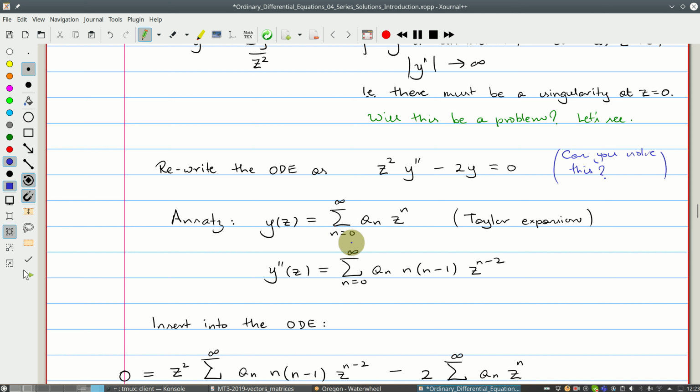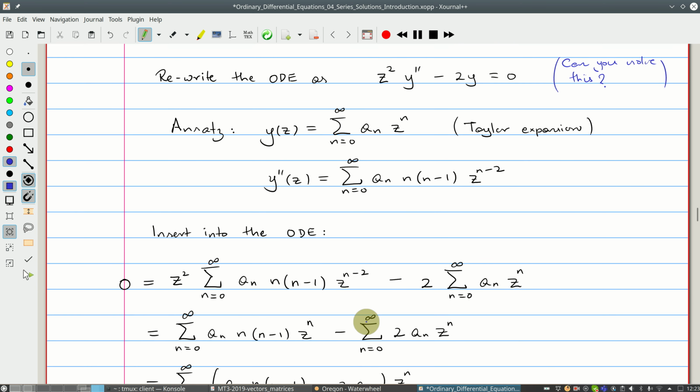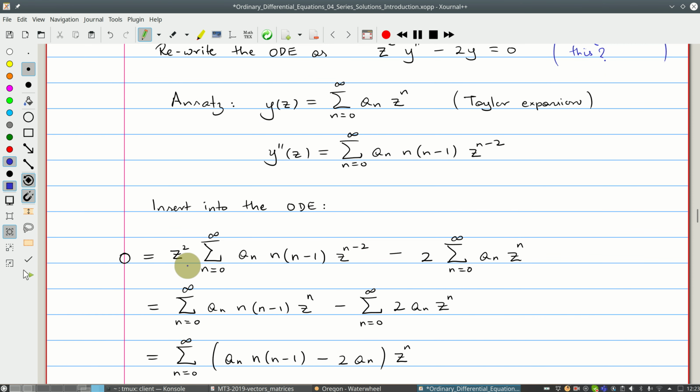So y of z is equal to this power series in z. Y double prime of z, the same way as before, is this power series in z, where we now have additionally the terms n times n minus 1, and we've dropped 2 powers of z here. Insert this into the ODE, and what we get is 0 is equal to z squared times y double prime, which is this power series, minus 2 times y, which is this power series.